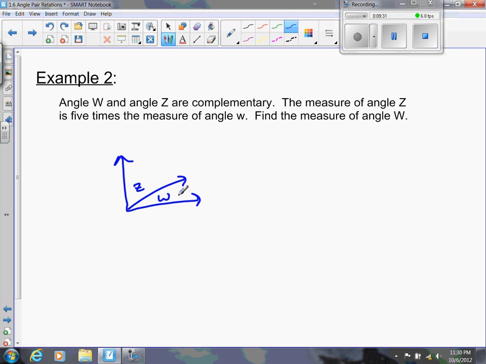Well, if I call angle W x, Z was 5 times bigger. So I'm going to take x and times it by 5. So now I have the equation. How am I going to solve this? I know what complementary means. Complementary means adds to 90, right? 2 angles that add to 90. So when I add the angles up, they equal 90. So I need to add the angles 5x and x. 5x plus x, they're like terms, I combine them together, and I get 6x equals 90.